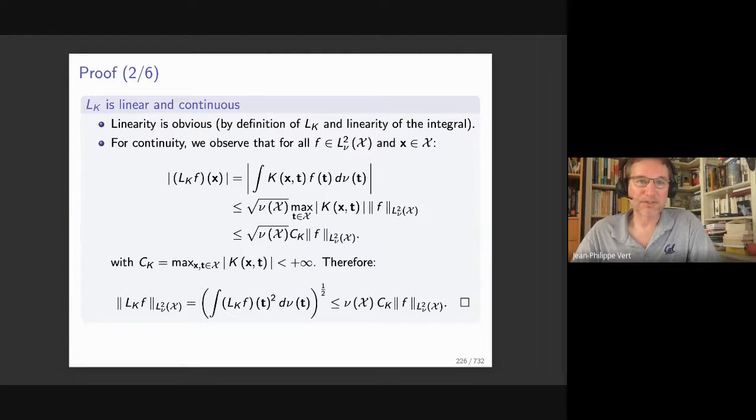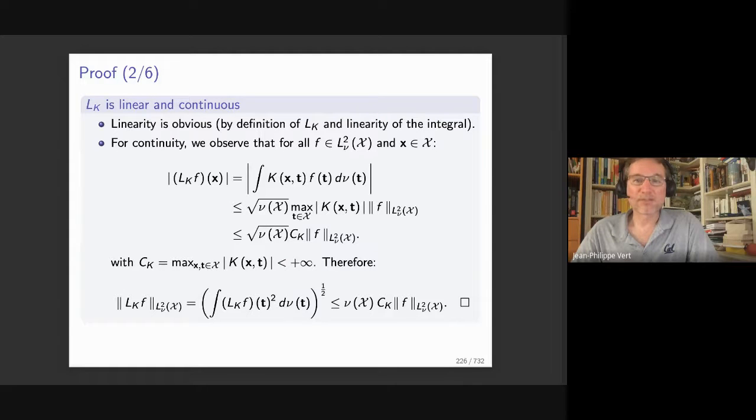We get it by starting with the definition: Lkf of x at a point x is equal to the integral of k of x, t, f of t, d nu of t, in absolute value, and then we need to upper bound that and try to have the norm of f extracted from that. So we use exactly the same upper bound as in the previous slide using Cauchy-Schwarz, and this time there is no kx1 minus kx2, it's just the k of xt, to get that this integral is upper bounded by the square root of nu of x times the maximum in t of k of xt times the norm of f in L2.